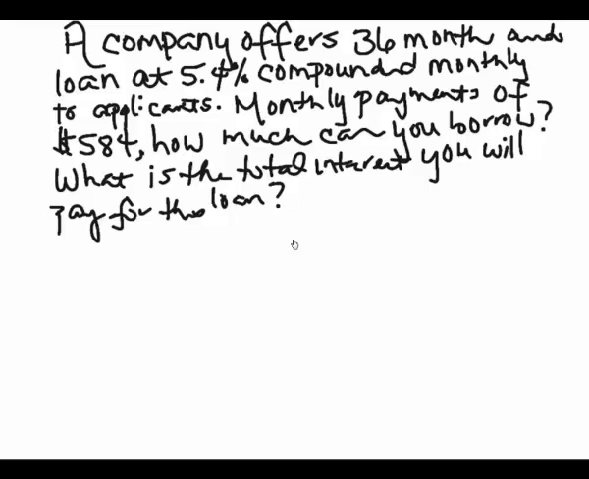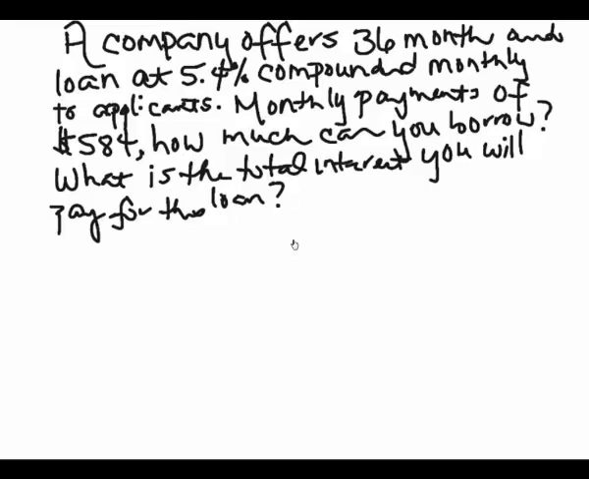Now, this is actually a beautiful problem that demonstrates present value annuity. The company's offering a 36-month loan, which means you have to pay back the loan within 36 months, 3 years. And most loans are 3 to 5 years for cars. At 5.4% compounded monthly, and you know it's compounded monthly because car payments have to be paid every month.